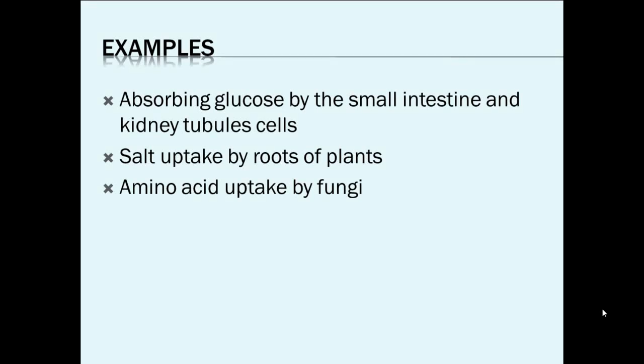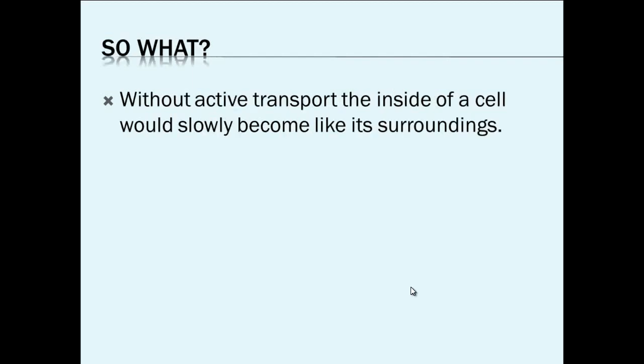Absorbing glucose by the small intestine and in the kidney tubule cells, salt uptake by roots of plants, and amino acid uptake by fungi. So essentially what active transport actually is, it enables you to move chemicals and molecules, instead of down a concentration gradient, against it. So instead of facilitated diffusion or osmosis, which are passive, which require no energy because they happen down a concentration gradient, what you're actively trying to do is move something from where there's not a lot of it to where there's a lot of it, and that therefore requires energy and ATP.